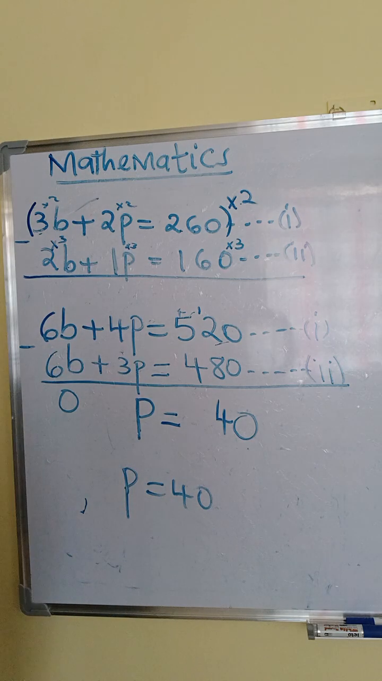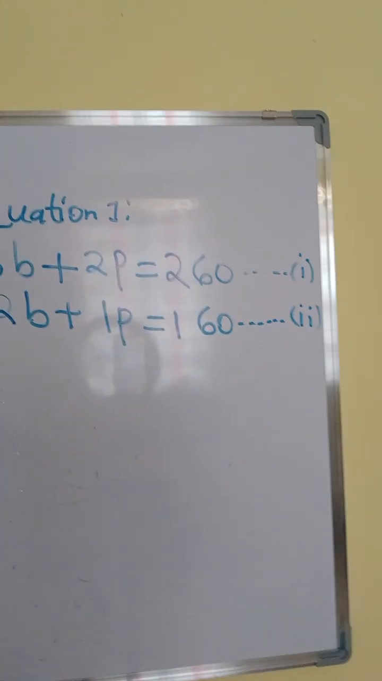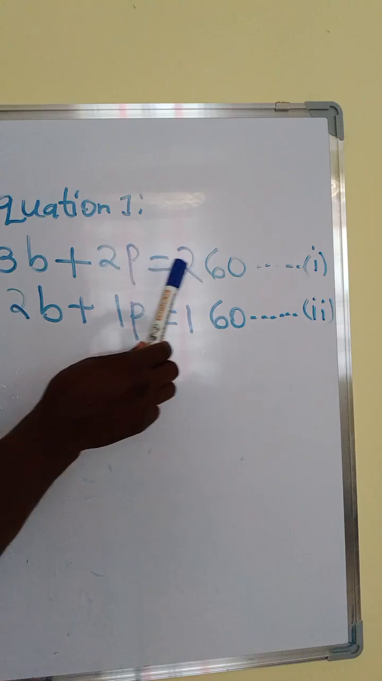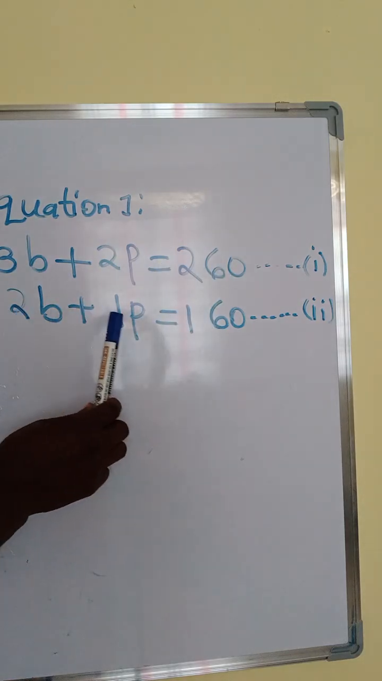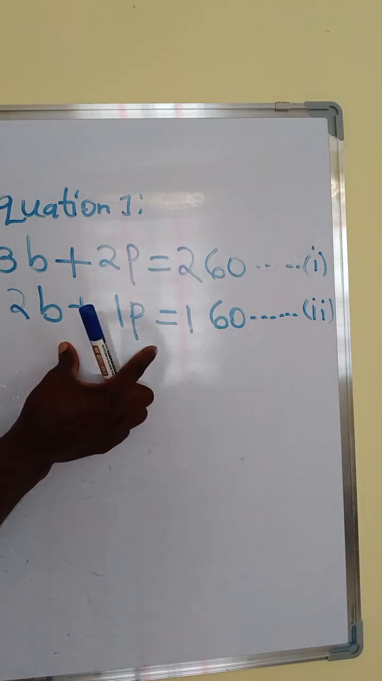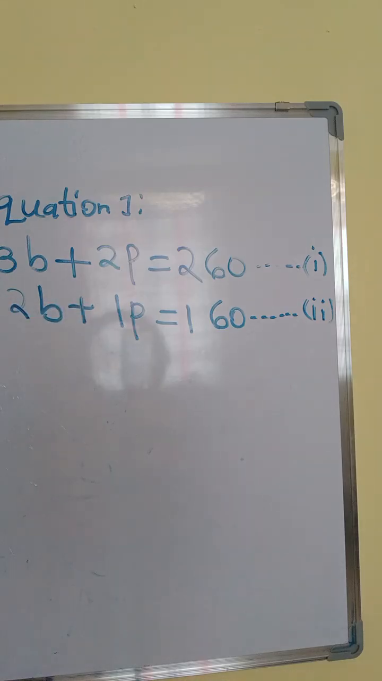What do you do? You just need to use either of your original equations. Remember, these are our original equations, and as you can see, we also wrote them here, equation 1 and 2, when we were beginning. Equation 1 was 3b plus 2p equals to 260 shillings, 2b plus 1p equals to 160 for equation 2. Now, this is the original equation. Come and use either equation 1 or equation 2 to work out the value of book. What do you do? Very simple.